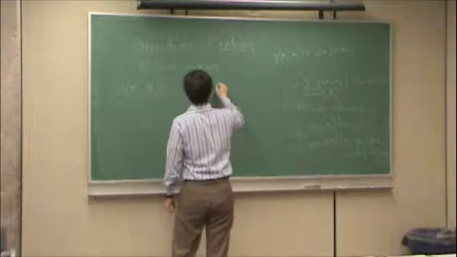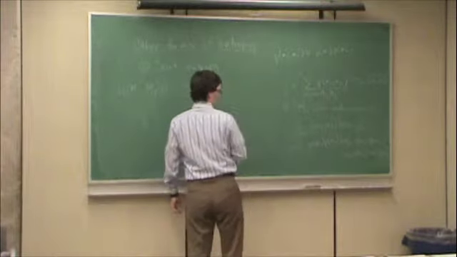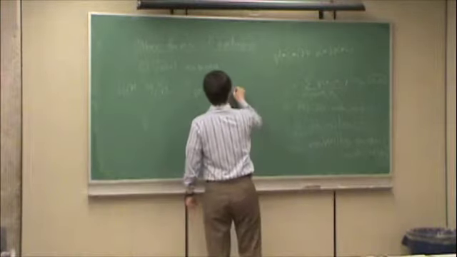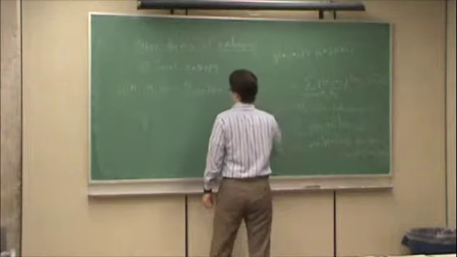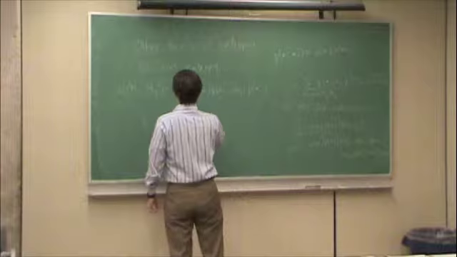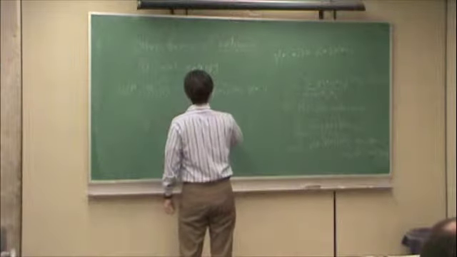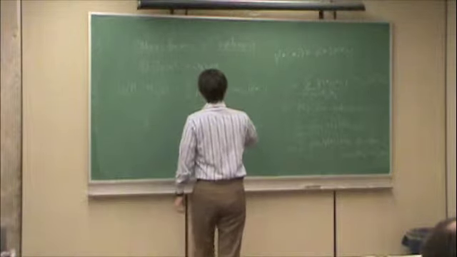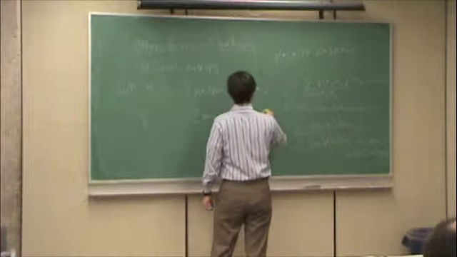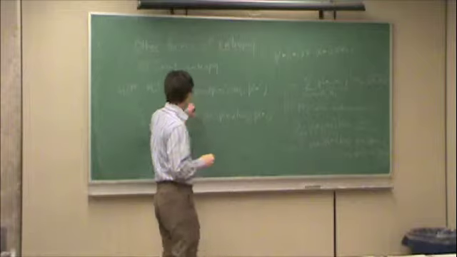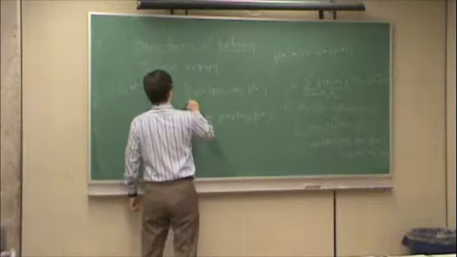PM1, PM2 times log 2 PM1, plus, minus sum PM1, PM2 log 2 PM2. Okay, remember this sum is over all M1 and M2.